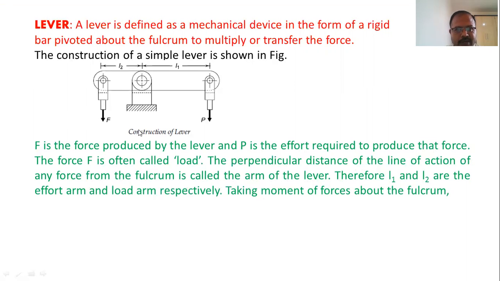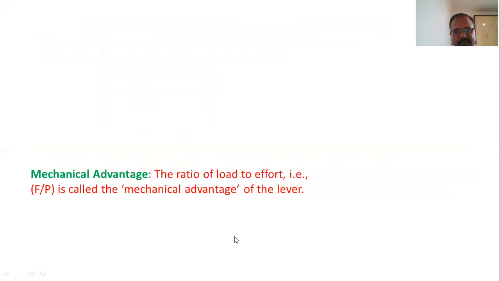If we take moments about this fulcrum, force into perpendicular distance, that is P into L1, should be equal to F into L2. Rewriting, F upon P is equal to L1 upon L2. This ratio, F upon P, load upon effort, is called the mechanical advantage, and L1 upon L2 is called the leverage. We will see it in this slide.